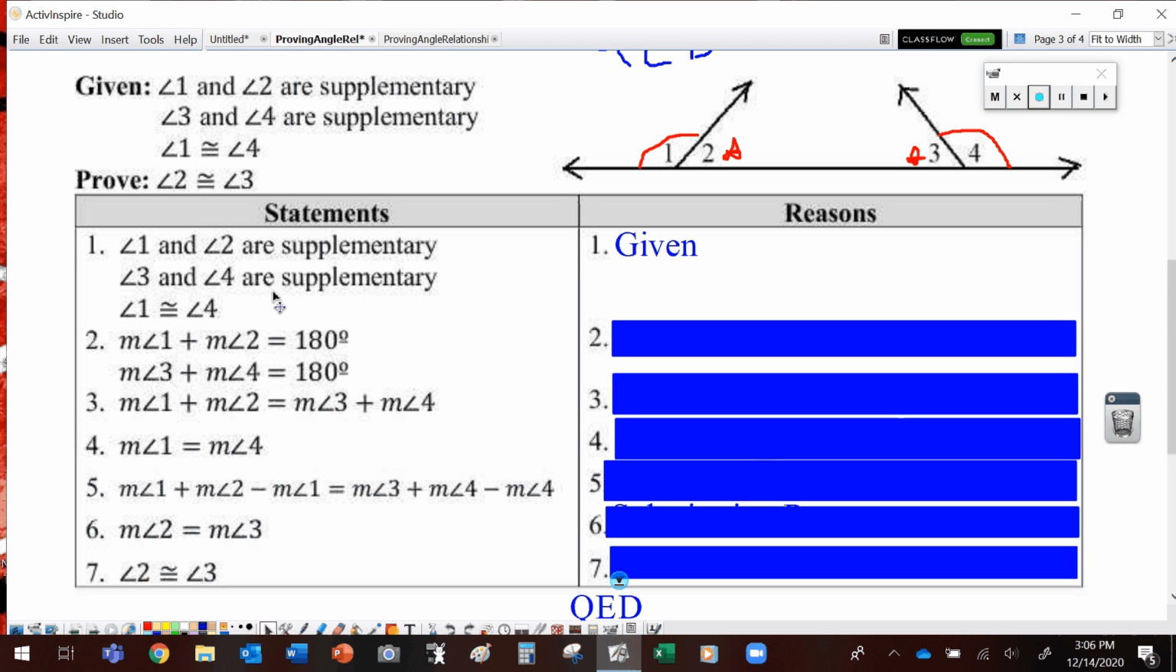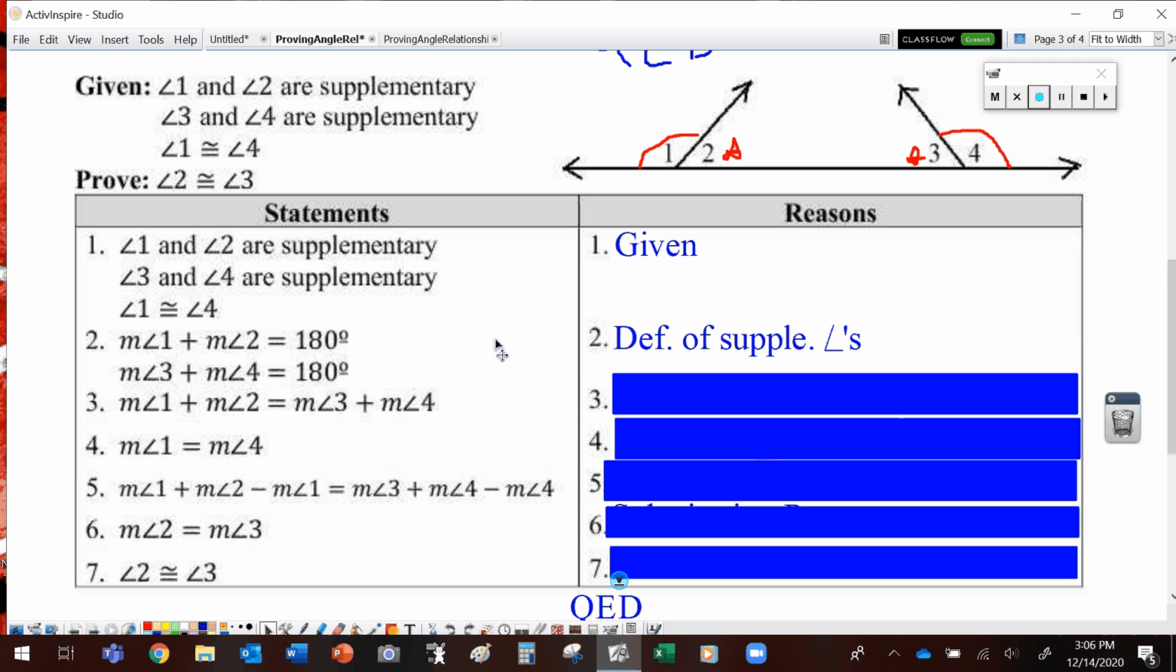Now, I go from saying that they're supplementary to saying that their sums are equal to 180 degrees. 1 and 2 are supplementary. Measure of angle 1 plus measure of angle 2 is 180 degrees. Angle 3 and angle 4 are supplementary. Measure of angle 3 plus measure of angle 4 equals 180 degrees. Guys, that's the definition of supplementary angles. If we say that they're supplementary, that means that their measures sum to 180 degrees.